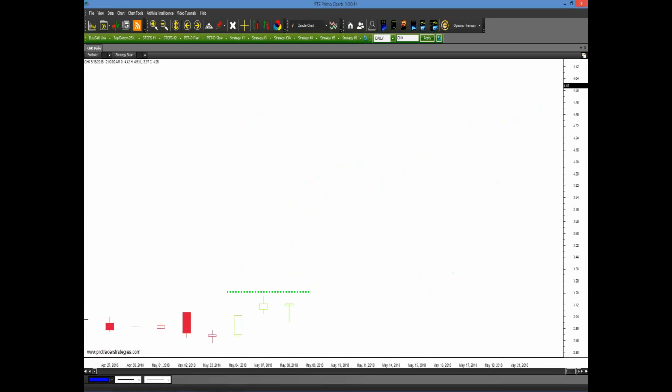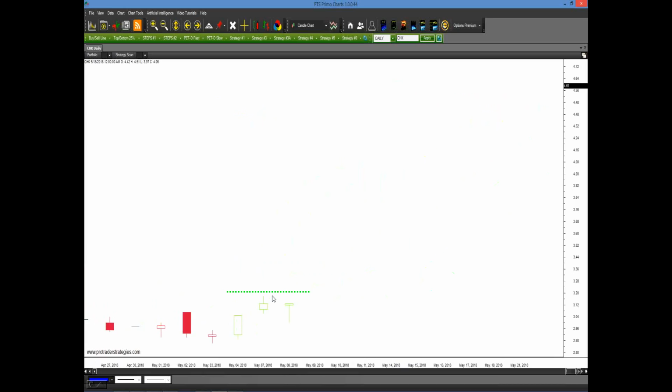All right, here's an example in CHK. I shared this example with you just to show you that this will work on expensive stocks and inexpensive stocks. This is roughly a $3 stock. Just last week we had a 3-bar pivot high. You see that here? And all 3 bars are green.